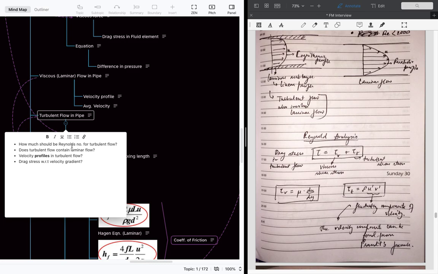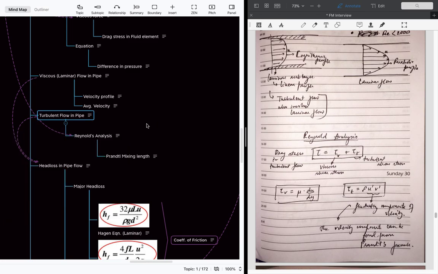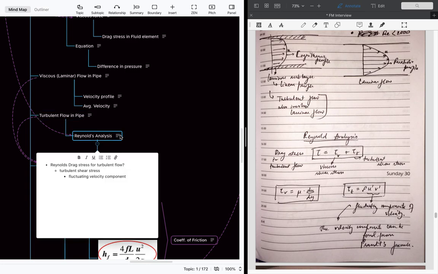So how much should the Reynolds number be for turbulent flow? Does turbulent flow contain laminar flow? Obviously. The velocity profile in turbulent flow is logarithmic. Drag stress with respect to the velocity gradient, we will see that. So in turbulent flow, we also see the Reynolds analysis, so Reynolds drag stress for the turbulent flow.